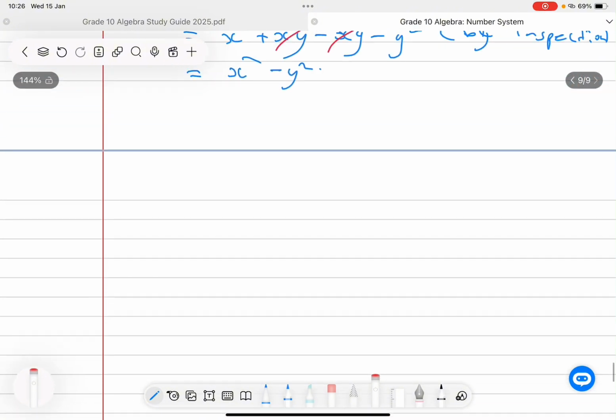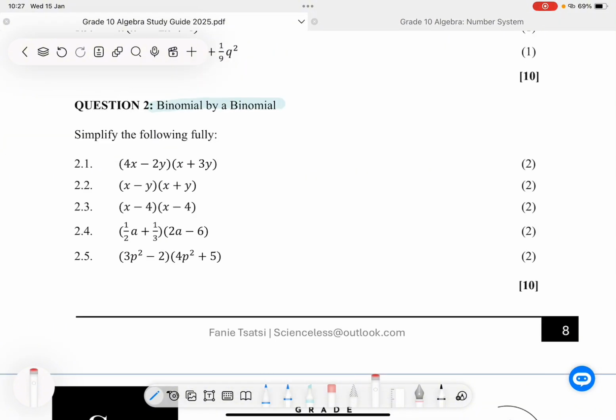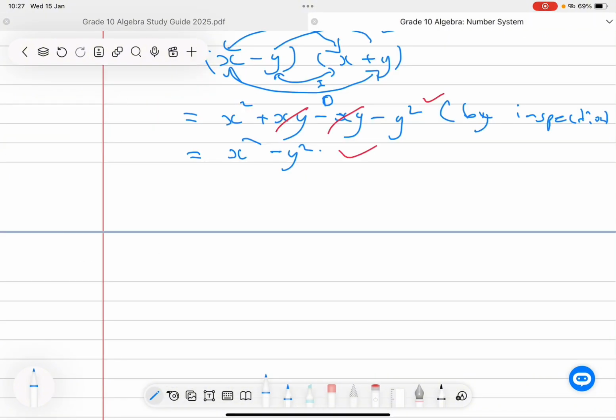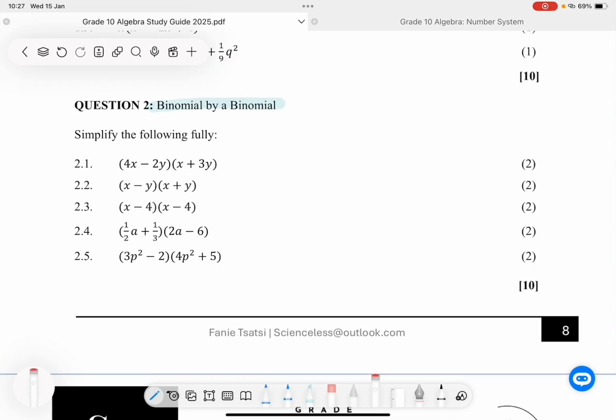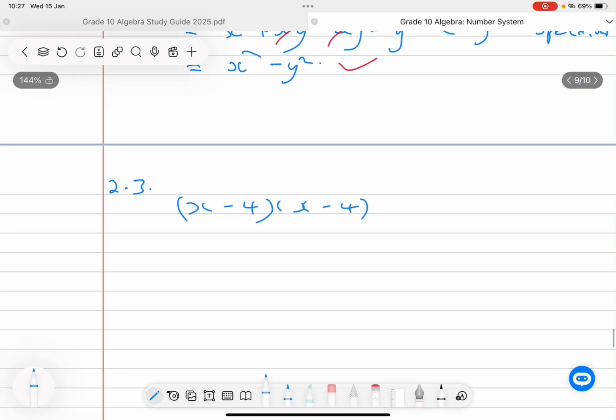Before I move to the next question, here when they mark you 1 mark, it's a total of 2 marks. Now we go to question 2.3. We are given (x minus 4)(x minus 4).